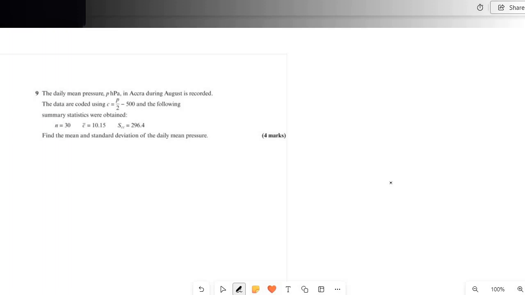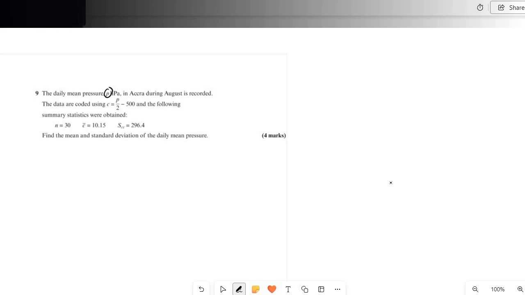For the final question in number 9, the daily mean pressure, P hectopascals, in ACPRA during August is recorded. The data are coded using C is equal to P divided by 2 minus 500, and the following summary statistics were obtained: n is equal to 30, mean of C was 10.15, and Scc is going to be 296.4. We have to calculate the mean and standard deviation of the daily mean pressure, which is P. So first, let us calculate the standard deviation of C.